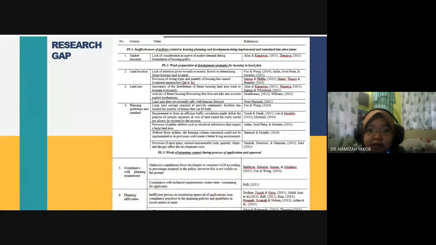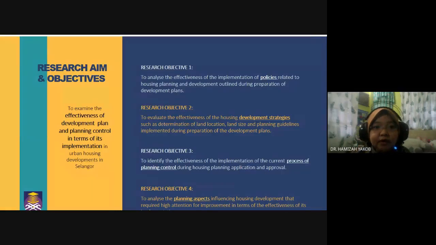Okay, this is the summary of the problem statements, which is also the research gap based on the literature review, highlighting all these problem statements. I'm not going to discuss this further. So based on those problem statements, the aim of the research is to examine the effectiveness of the development plan and also planning control in terms of its implementation.